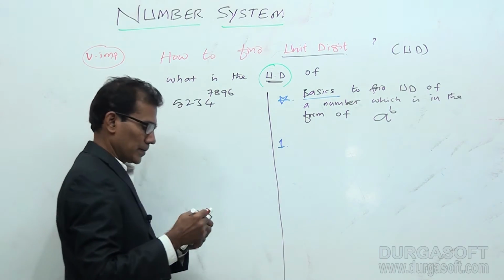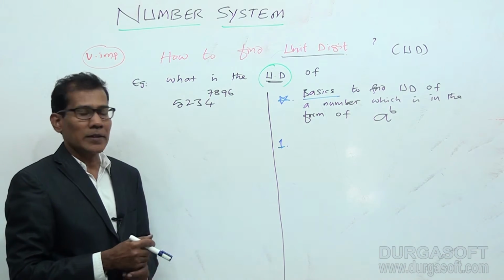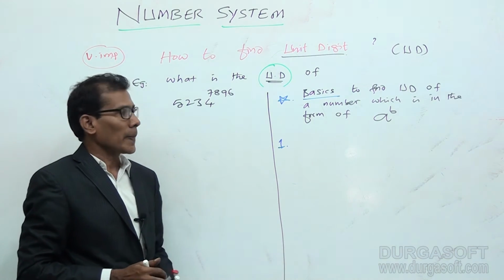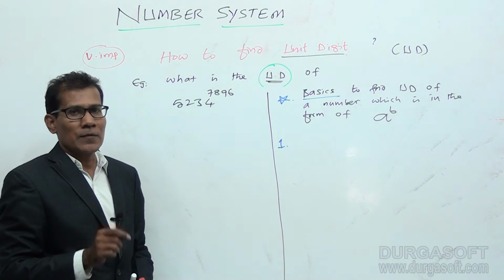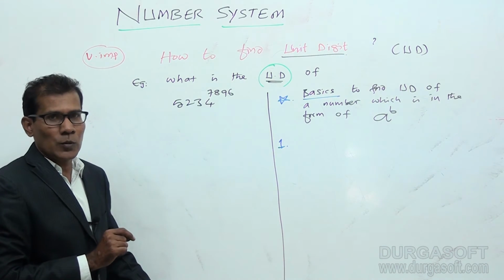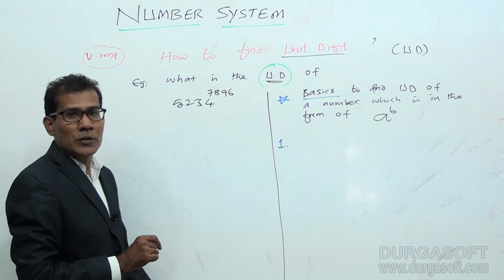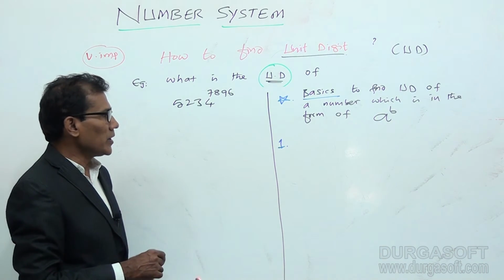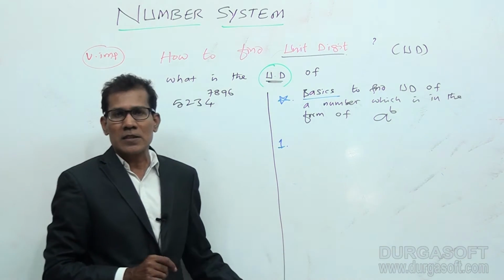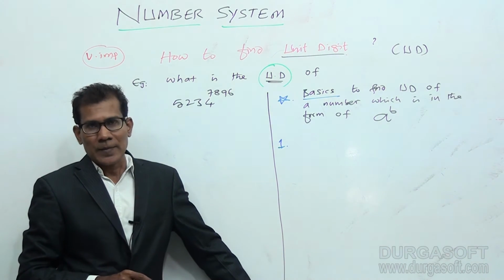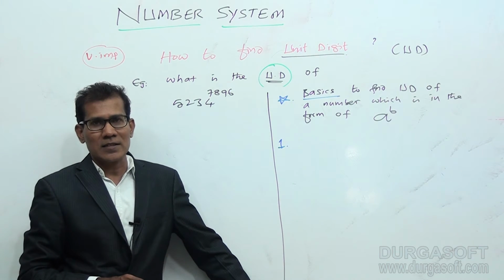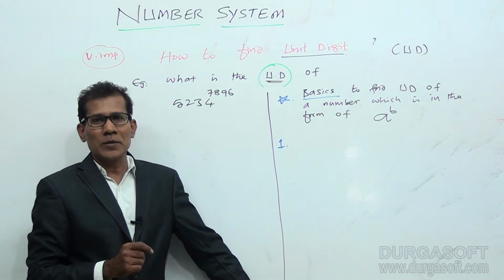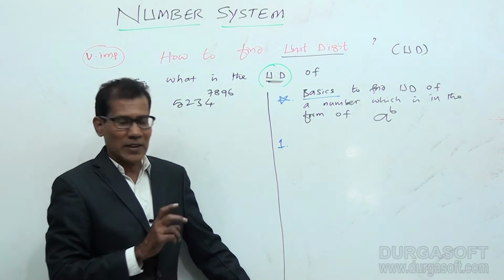Rule 1. When a number is given in the form of a power b, to find out the unit digit, first we need to focus only on the unit digit of the base. If the unit digit of the base is 0 or 1 or 5 or 6, just ignore the power, the unit digit itself is the unit digit of the given number.